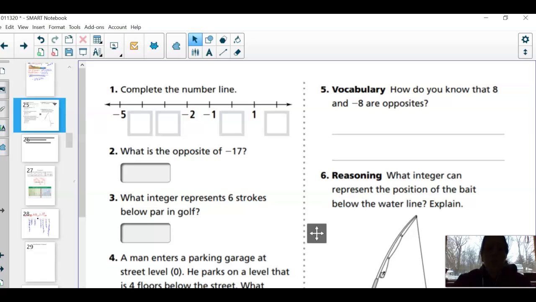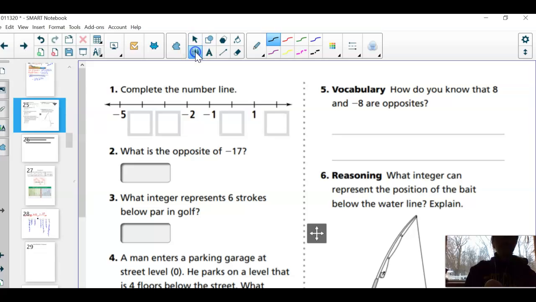Okay, número uno, necesitas decidir cuáles números necesitas para las cajas. Okay, go ahead and put in your answer. If you put -4, -3, 0, and 2, -4, -3, 0, y 2, perfecto, perfect. Okay, next, number 2, what is the opposite of -17? Put in your answer.